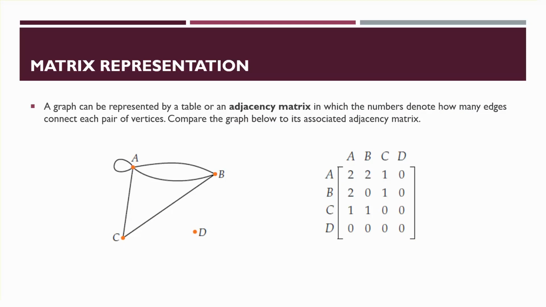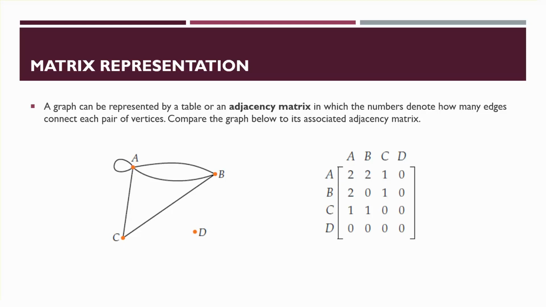Last part here of the first video is matrix representation. A graph can be represented by a table or an adjacency matrix in which the numbers denote how many edges connect each pair of vertices. Okay, so we're going to compare the graph below and its associated adjacency matrix.